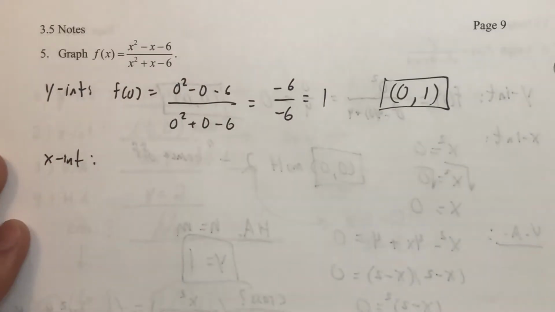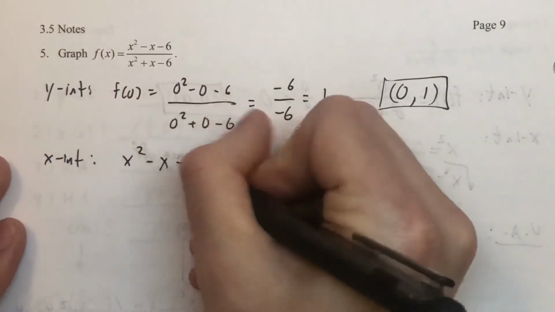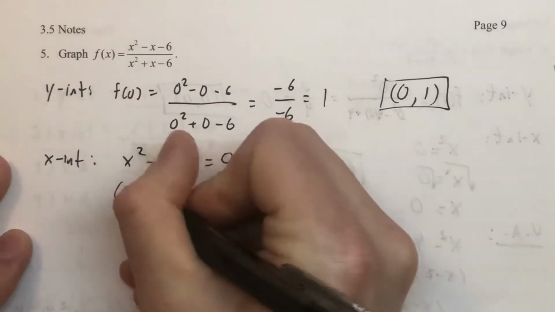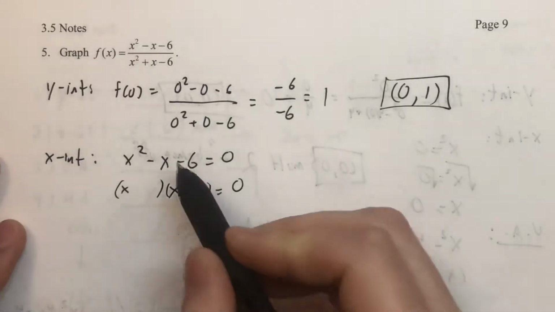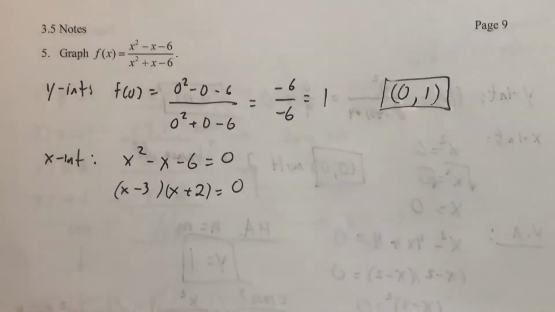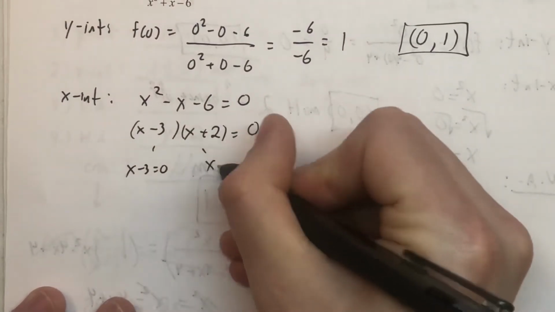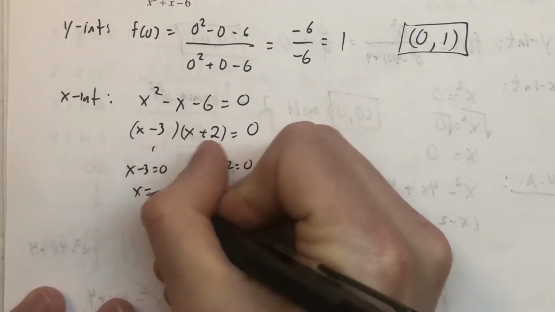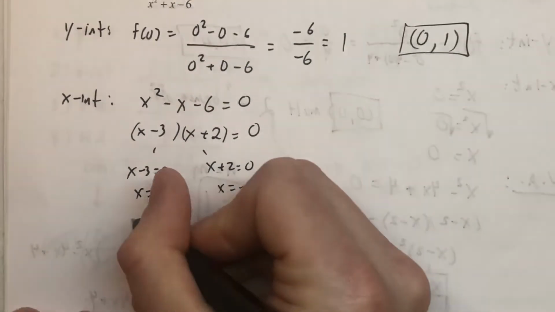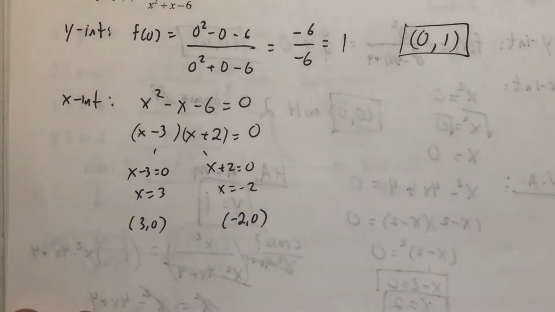For the x-intercepts, where our function equals 0, so where our numerator equals 0, x squared minus x minus 6. Another one we can simply factor into two binomials. Two numbers multiplied to -6, add to -1 would be -3 and +2, which give us our two linear equations, which give us our two solutions. And so those are the x-intercepts of (3, 0) and (-2, 0).